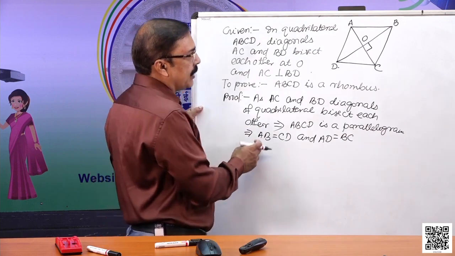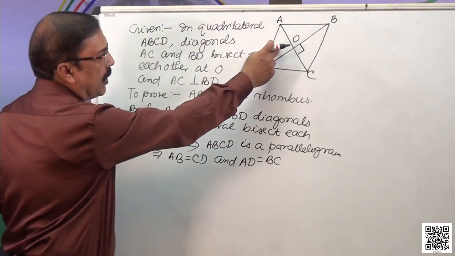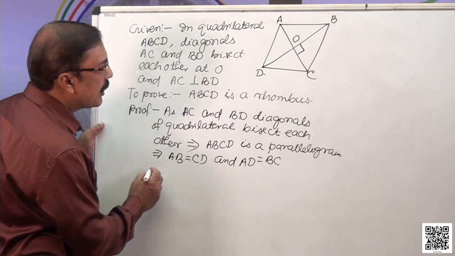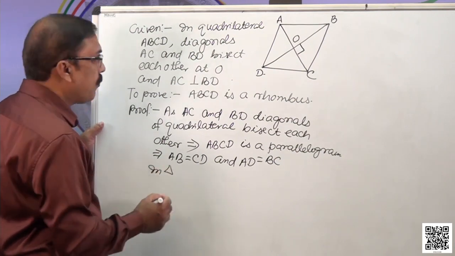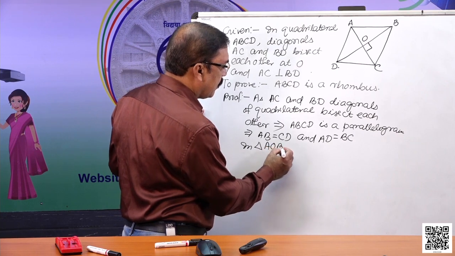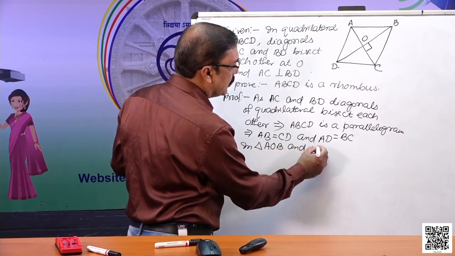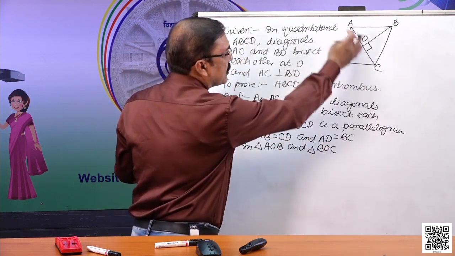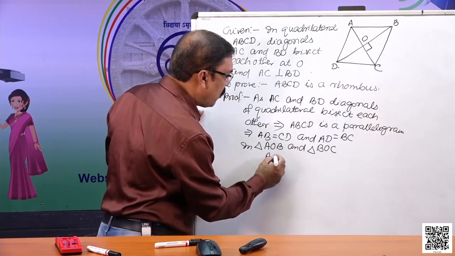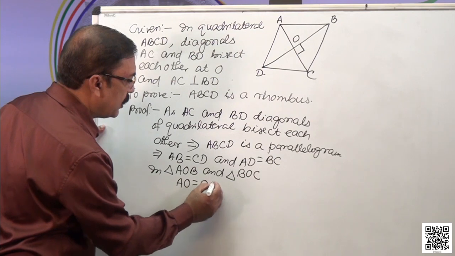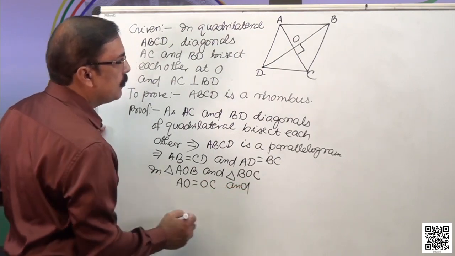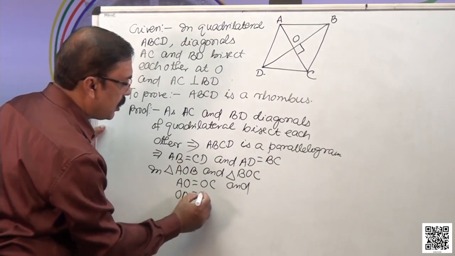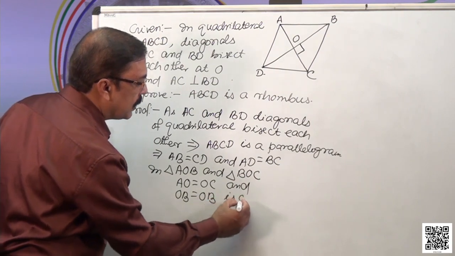Now, let's take two adjacent triangles as formed by the diagonals. So, let's take triangle AOB and triangle BOC. What are equal? As AC is bisected at O, AO is equal to OC and OB is the common side.